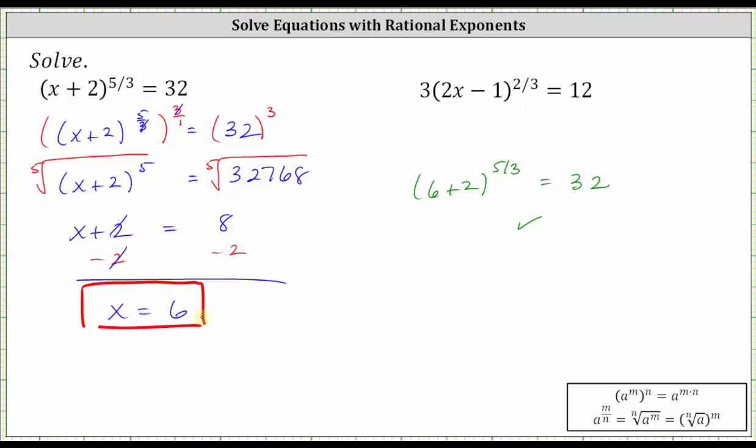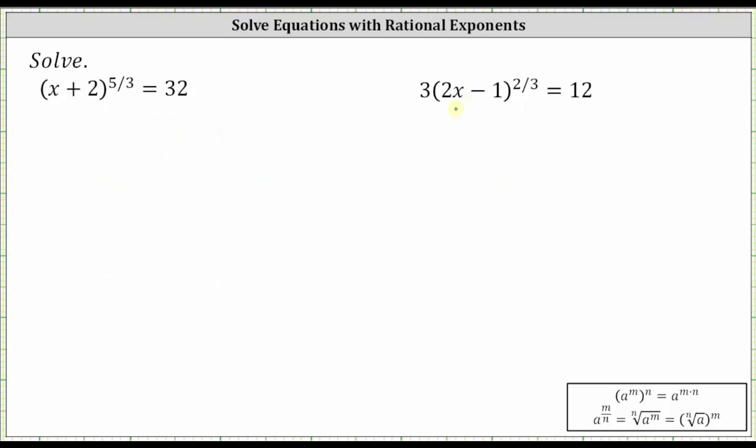And now let's take a look at our second equation. For the second equation, the first step is to isolate the quantity 2x minus 1 raised to the 2/3 power by dividing both sides of the equation by 3. Simplifying on the left, we have the quantity 2x minus 1 raised to the power of 2/3 equals on the right 12 divided by 3 is equal to 4. And now the next step is to clear the denominator of the rational exponent by raising both sides of the equation to the power of 3, which is the denominator.